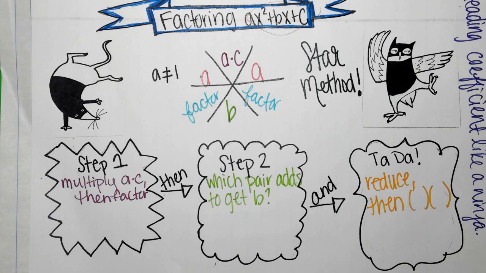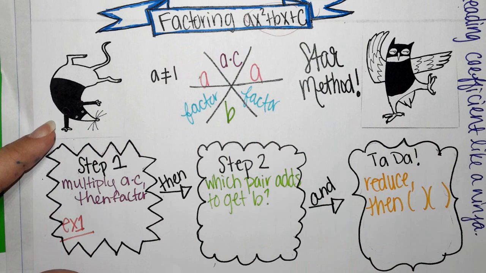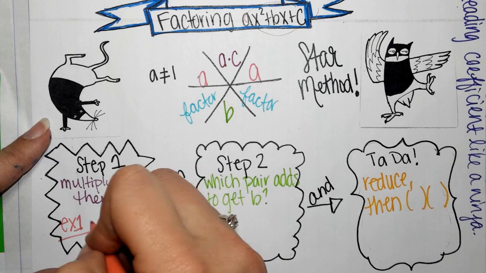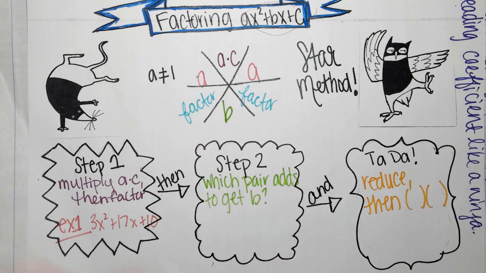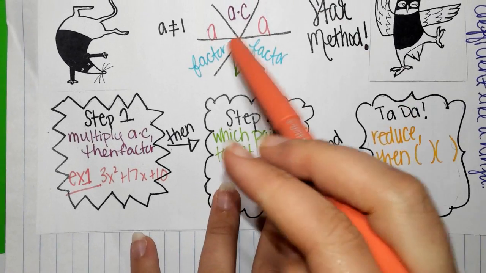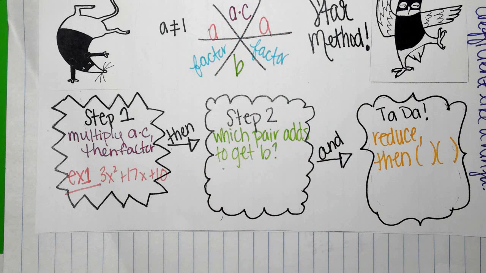Ready? Okay. All right, so our first one that we're going to do, example 1, we're going to practice this one together. I want to do 3x squared plus 17x plus 10. Now we're going to use our star every single time, and we're going to fill it in as we go. So the first thing you have to do when you factor these is look and see if there's a GCF of our 3 numbers. Is there a GCF of 3, 17, and 10?